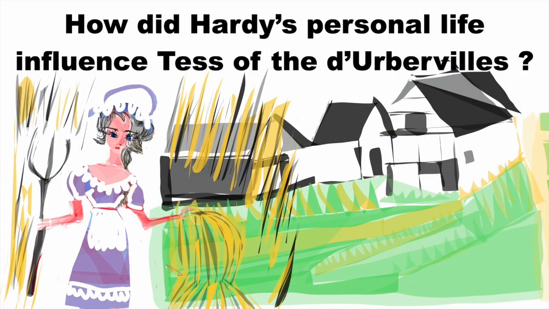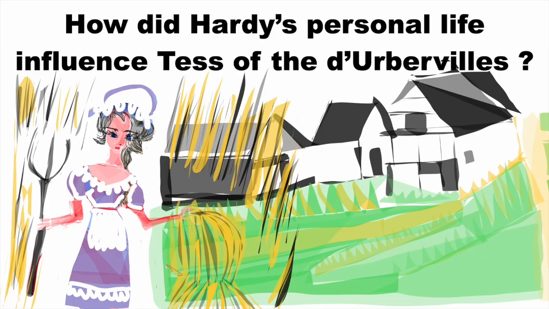Now let us try to understand how Hardy's personal life influenced Tess of the D'Urbervilles. Hardy himself grew up in rural Dorset. That fact inspired the setting of Wessex and its villages. He saw poverty among rural workers, which is reflected in Tess's struggle with poverty and labor. His concern for women treated unfairly is seen when Tess becomes a victim of a patriarchal society.